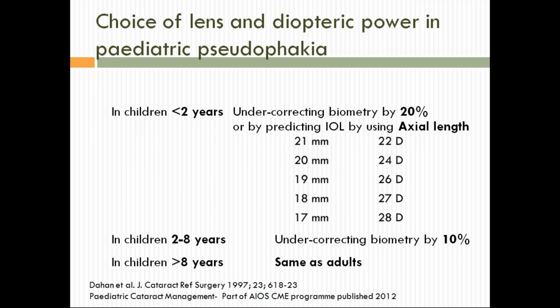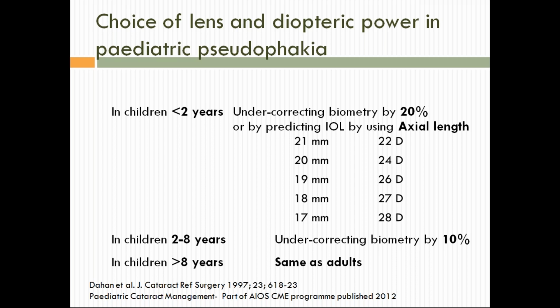So, choice of lenses and dioptric power in pediatric eyes. In children less than 2 years, undercorrecting biometry by 20%, or predicting IOL by using axial length, can be done. Like 22 diopter can be used for the axial length of 21 mm, 24 diopter for 20 mm axial length, 26 diopter for 19 mm, 27 diopter for 18 mm, and 28 diopter for 17 mm axial length.